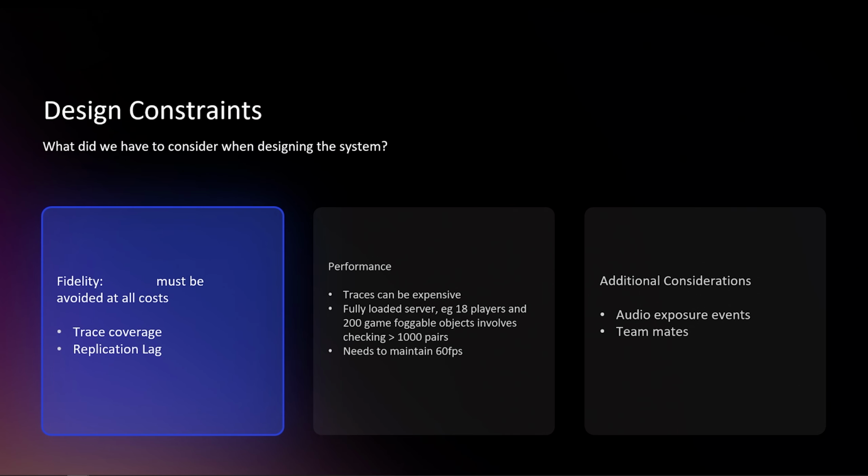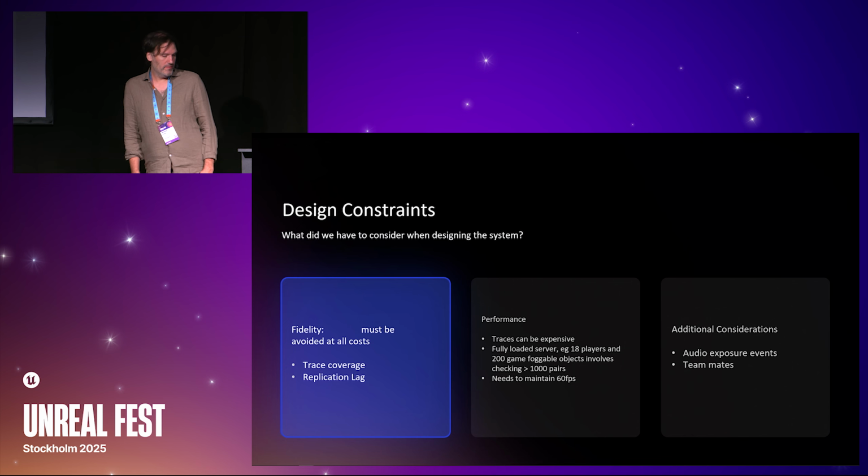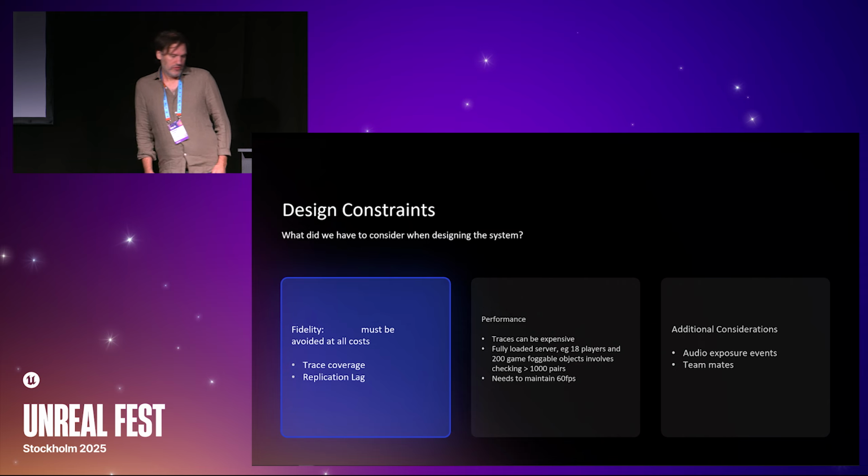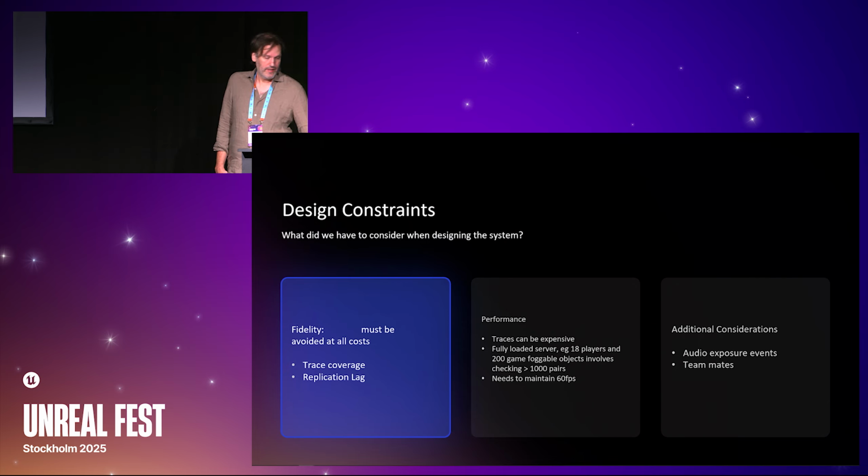So what do we have to consider when designing the system? The two main concerns are fidelity and performance. There are a couple of ways that the system can fail. It can replicate actors that the player shouldn't know about, which rewards cheaters, or it can fail by not replicating actors that the player should be able to see, or replicating them late, which is gameplay destroying, and hurts gameplay for everybody.